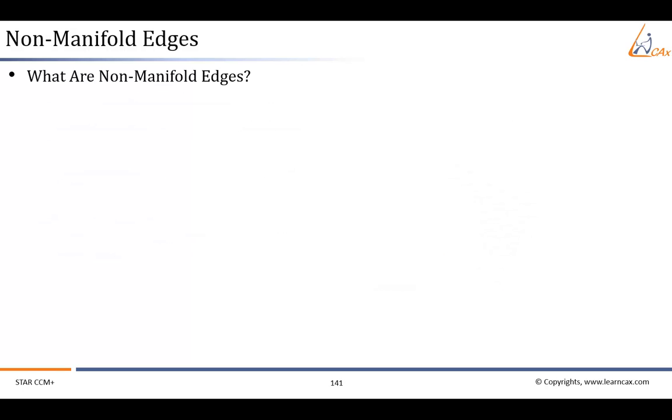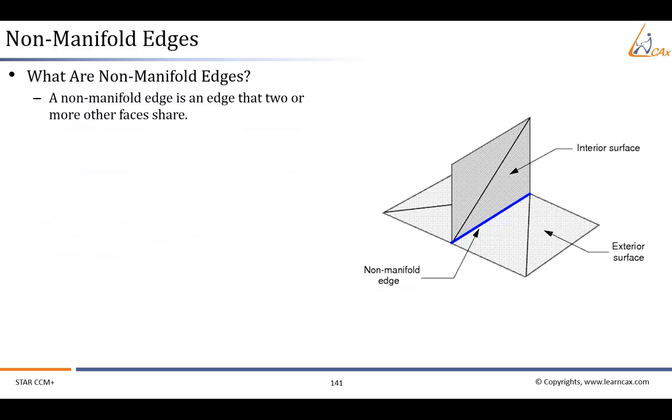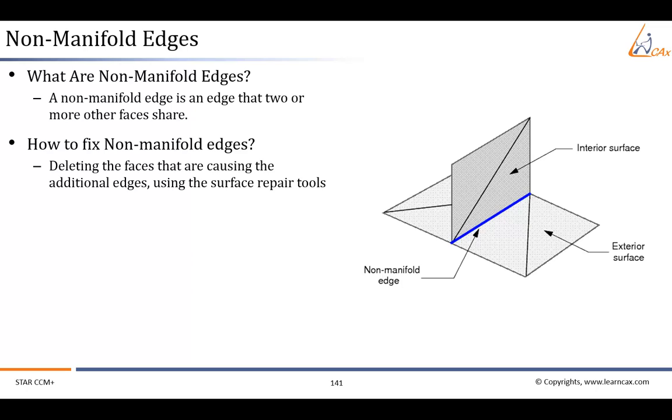What are non-manifold edges? A non-manifold edge is an edge that two or more other faces share. How can you fix non-manifold edges? You can fix non-manifold edges by deleting the faces that are causing the additional edges using the surface repair tools.